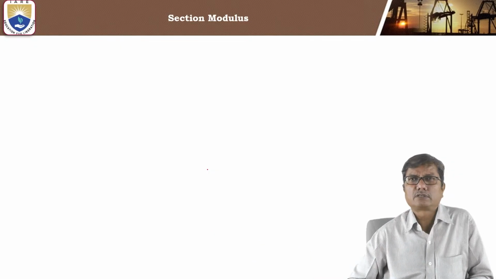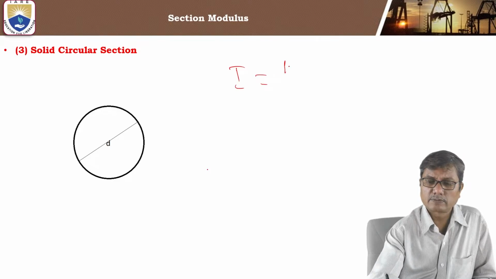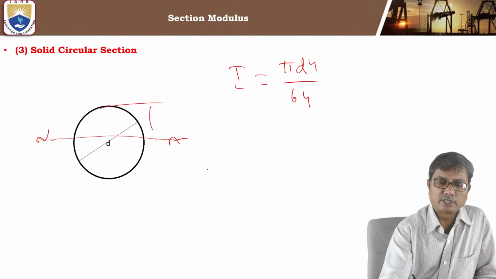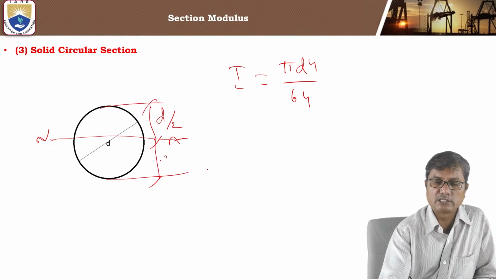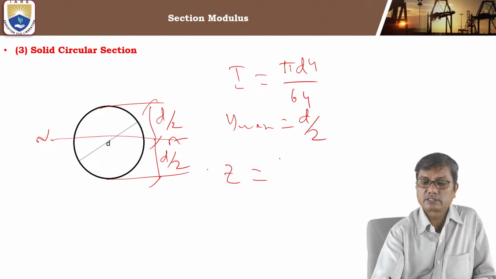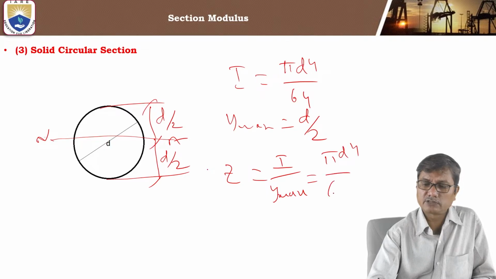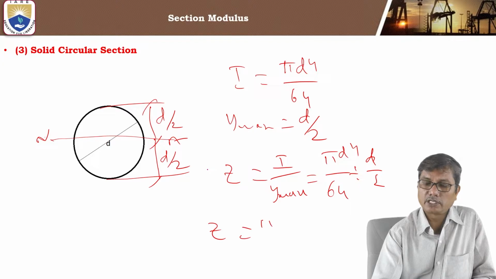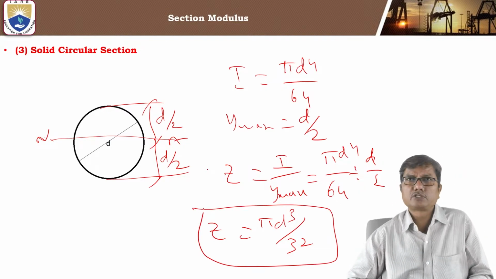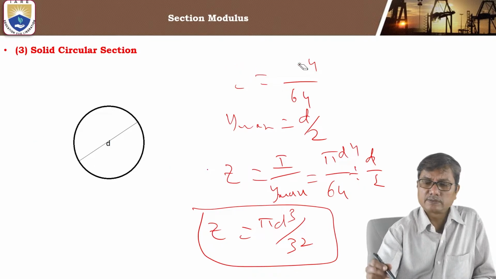Similarly, we have seen the solid circular section. For the solid circular section, the moment of inertia is pi d power 4 by 64 about the centroidal axis. The extreme fiber distance in this case is d by 2 again, where d is the diameter. So y maximum is d by 2. The section modulus is I by y maximum in this case also, so it is pi d power 4 by 64 divided by d by 2. It comes out to be pi d cube by 32. This is the section modulus for a solid circular section. These things we discussed in the previous session.